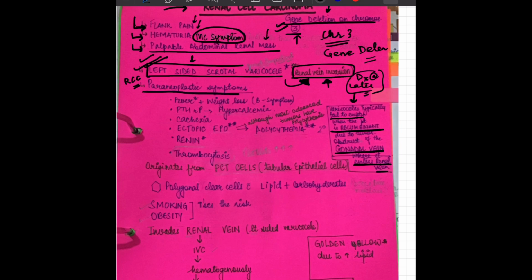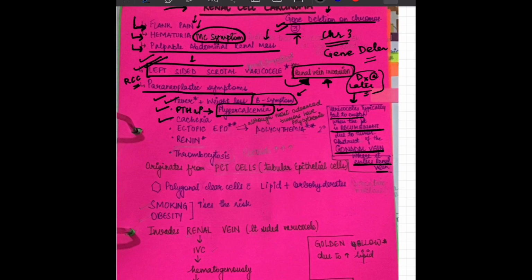Now coming on to the paraneoplastic syndromes that renal cell carcinoma presents with. The paraneoplastic syndromes are fever plus weight loss, which is common to most malignancies. These are called B symptoms. For all those who don't know, the B symptoms are fever, weight loss, cachexia, and night sweats. Next is parathyroid hormone related peptide, which will lead to hypercalcemia. It is not the true PTH, it is the parathyroid hormone related peptide. So the patient can also come with hypercalcemia.